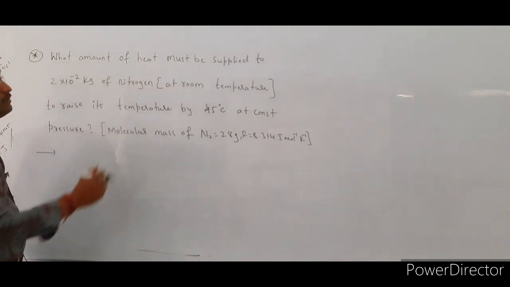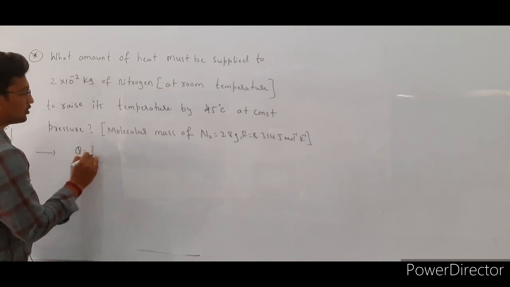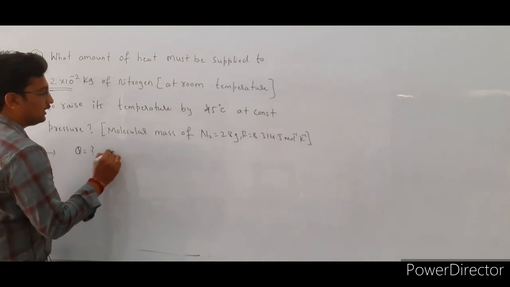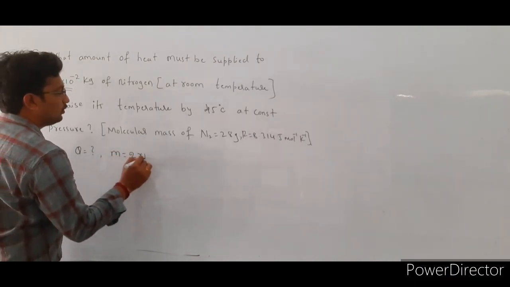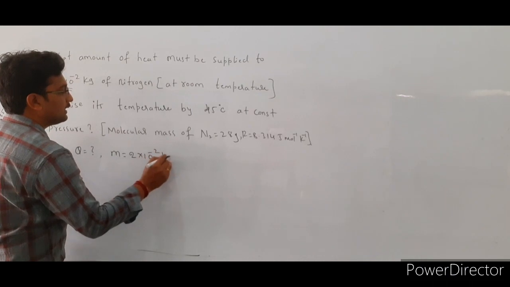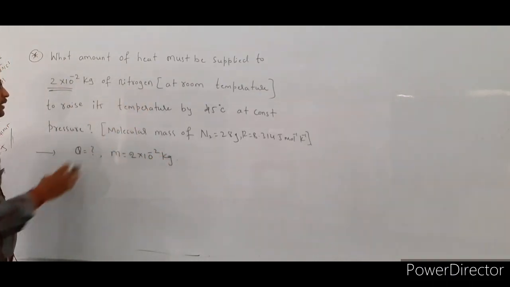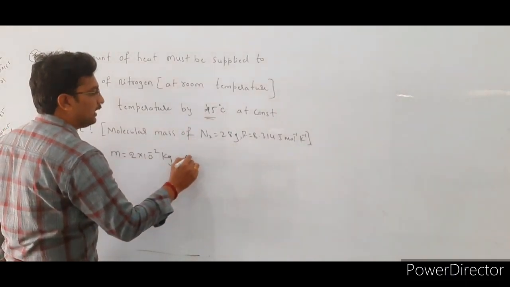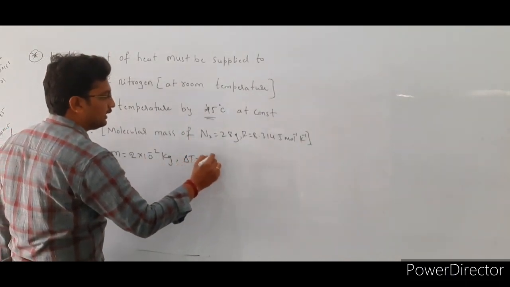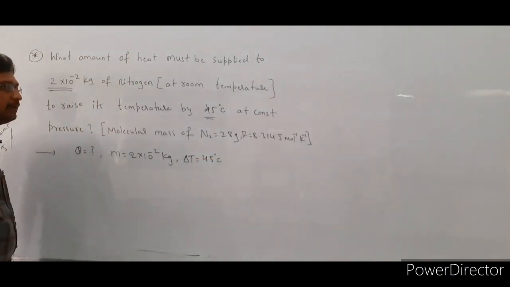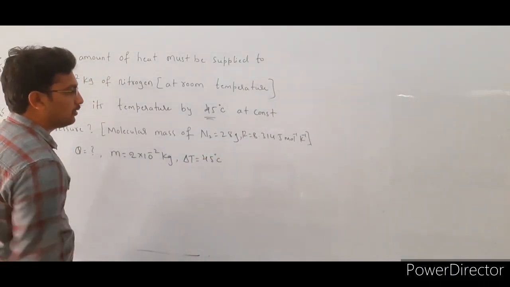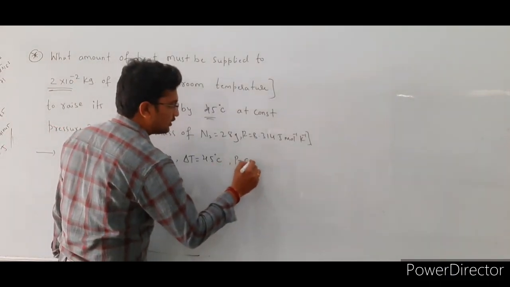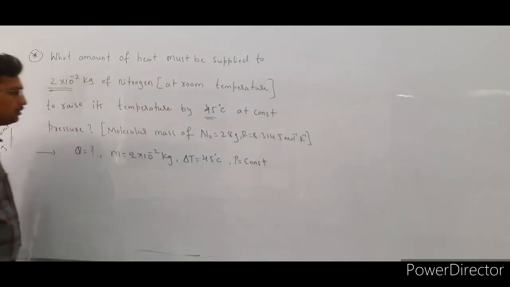So what amount of heat must be supplied? That means Q is equal to question mark. They have given the mass of nitrogen, small m is equal to 2 into 10 to the power of minus 2 kg, right? After that, to raise its temperature by 45 degrees Celsius means del T is equal to 45 degrees Celsius, at a constant pressure. Here pressure is equal to constant.